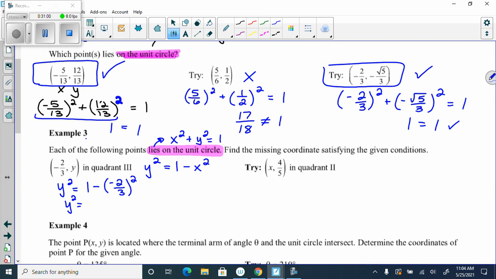I don't know why I put it in. Okay, so we're going to get 4 over 9. So we get 5 over 9 should be what you get, because it'll be 9 over 9 minus 4 over 9. So you get 5 over 9.